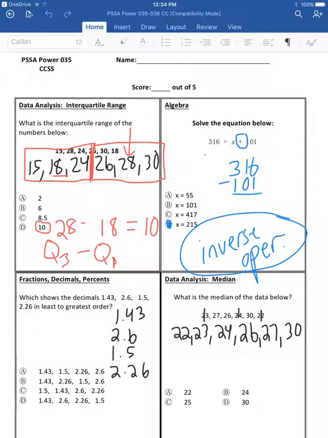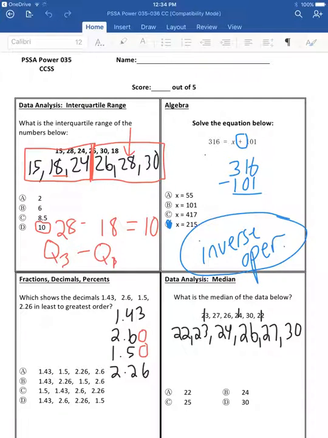Okay, in the third problem, you have to figure out which one shows these decimals in least to greatest order. So notice I have my numbers written vertically. They're stacked, and all my decimal points are lined up. Before I start, I'm going to fill in any empty spots with zeros. Now when I do that, I pretend that these are whole numbers. I pretend this is 143, 260, 150, and 226. And I put those numbers in order.